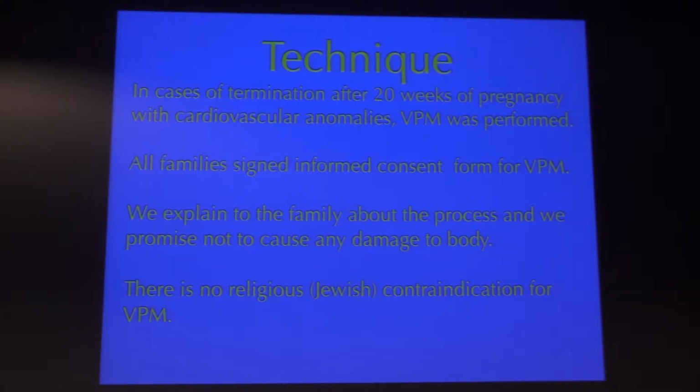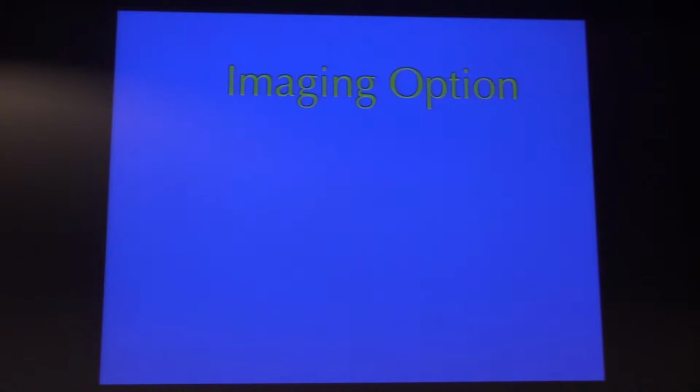In the case of termination after 20 weeks of pregnancy with cardiovascular anomaly, virtual PM was performed. All families signed informed consent for virtual PM. We explained to the family about the process, and we promised not to cause any damage to the body. There is no religious contraindication, actually about the Jewish part, for virtual PM.